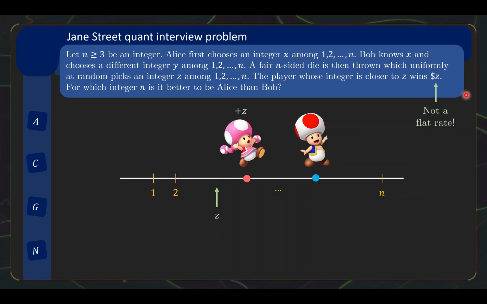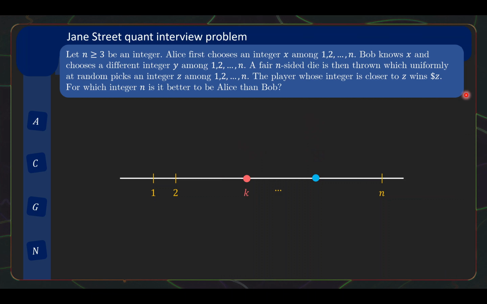So first of all, how will you think about a problem like this? Well, a good way to approach the problem is to say, okay, let's say Alice picks a number k, then what should Bob do? What is optimal for Bob? Well, clearly Bob wouldn't pick a number that has a gap away from k, because you are giving up half of the numbers to Alice's territory, so to speak.